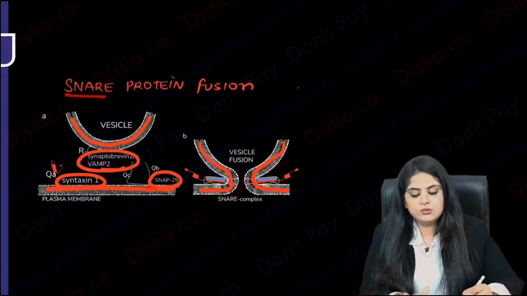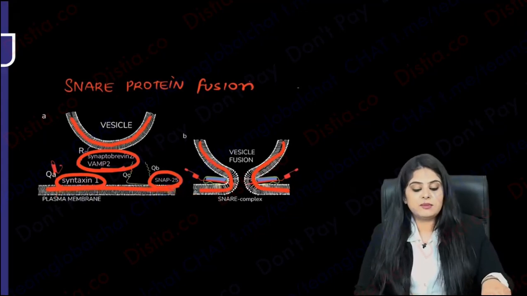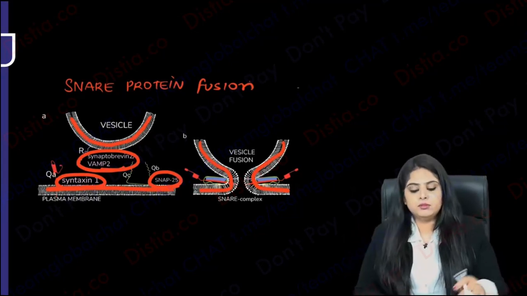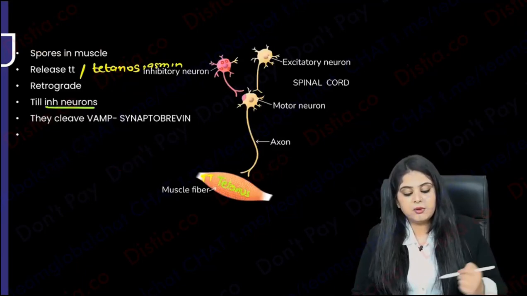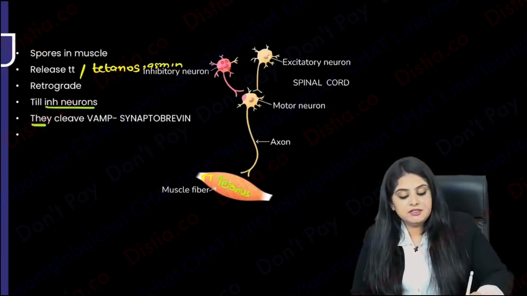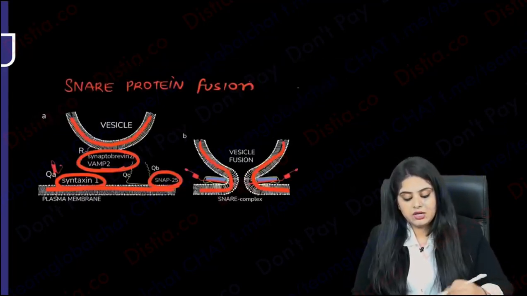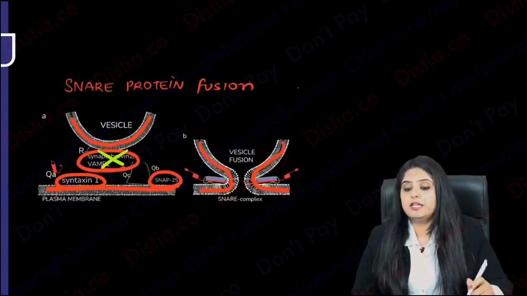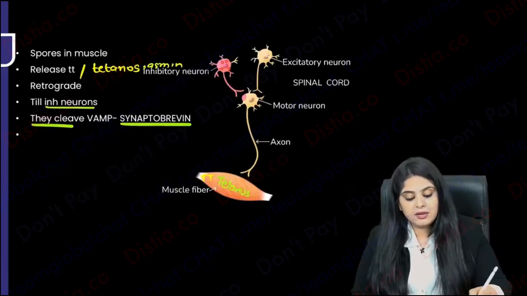SNARE proteins include SNAP, syntaxin, synaptobrevin. So you will say that, ma'am, when all these things will fuse, GABA and glycine will come out. But now the problem is that when I'm talking about tetanus, they cleave, they do not let that fusion happen. They are going to say that, hang on, we will go and break this synaptobrevin or VAMP. We will go and break it. Now, when we will break it, how will you fuse and how will you release your GABA and glycine?